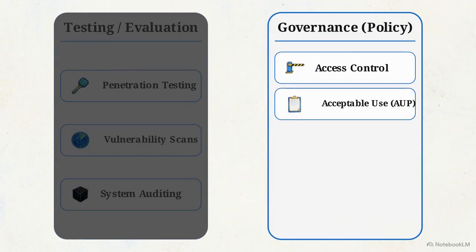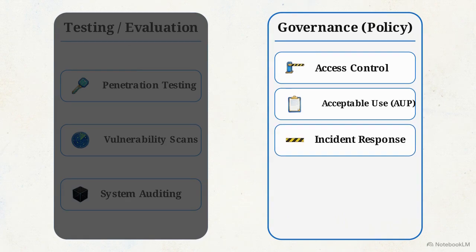Second is the acceptable use policy, or AUP. This governs human behavior, outlining the permitted and restricted actions for users operating on company hardware. Third is the incident response policy. When a live breach occurs, this policy triggers predefined emergency protocols to contain the threat.